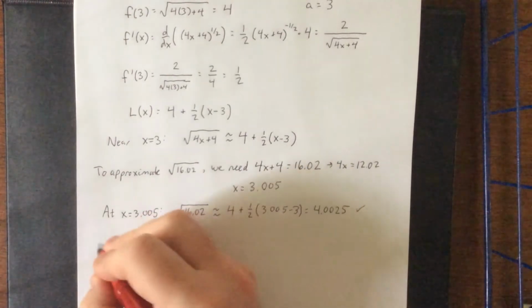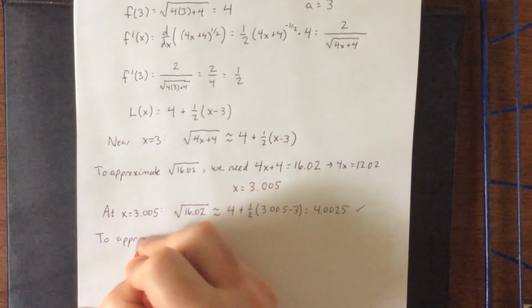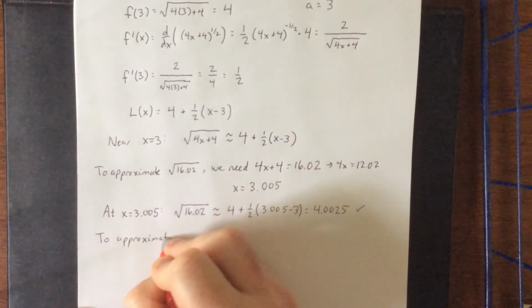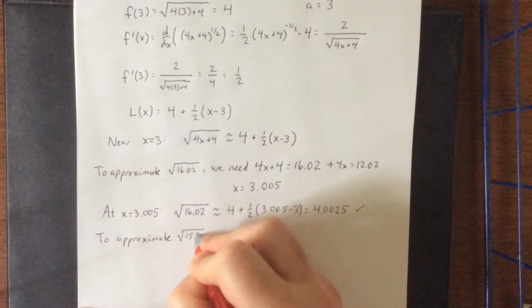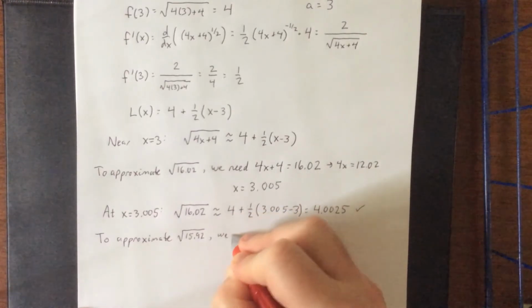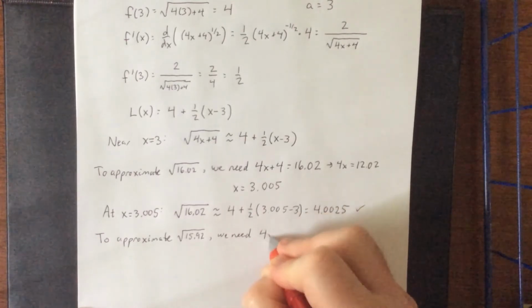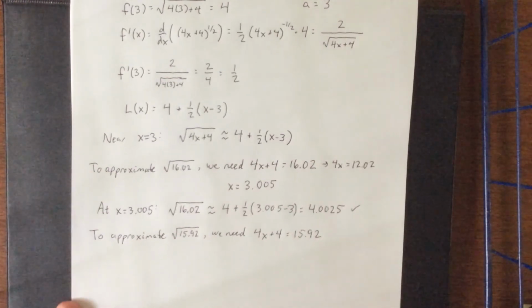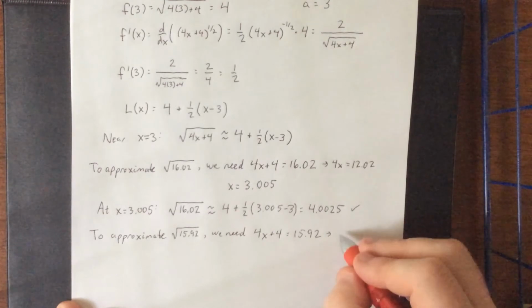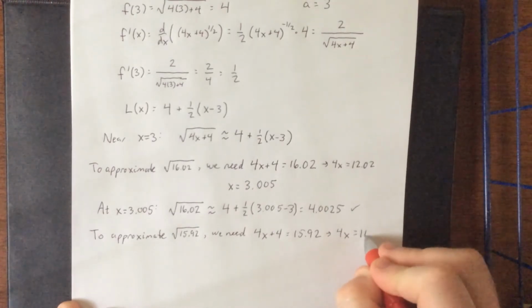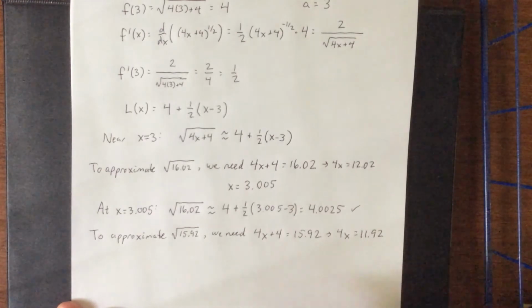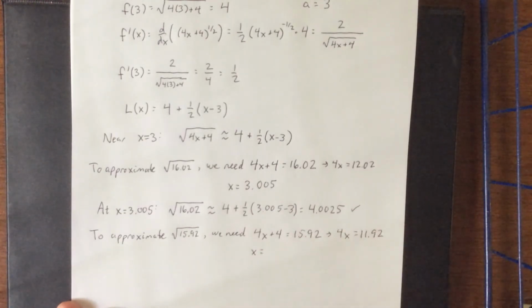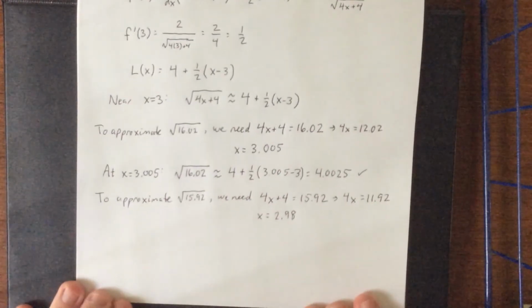Now with that in mind, we have another approximation. I would like to approximate the square root of 15.92. We need, once again, the thing under the radical, 4x plus 4, to be equal to 15.92. Ideally, we should be getting a value of x that's relatively close to 3. Subtracting 4 from both sides, we get 4x is equal to 11.92. And then dividing both sides by 4, we will get 2.98. So let's go ahead and plug in x equals 2.98.